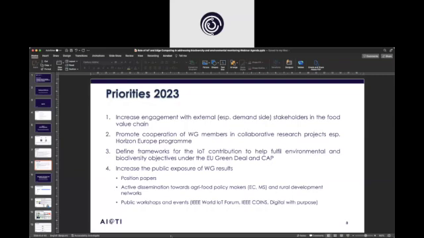This activity, as I mentioned, of promoting the cooperation of working group members for collaborative research projects is of course continuously ongoing. And the more technical contribution defined as priority for this year is directly related to the biodiversity and environment topics.